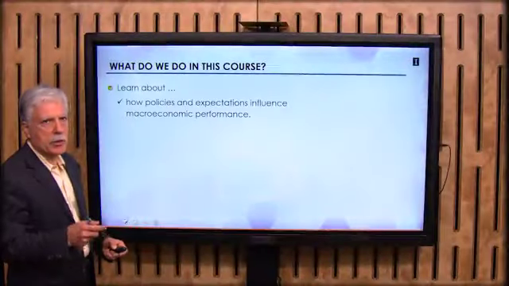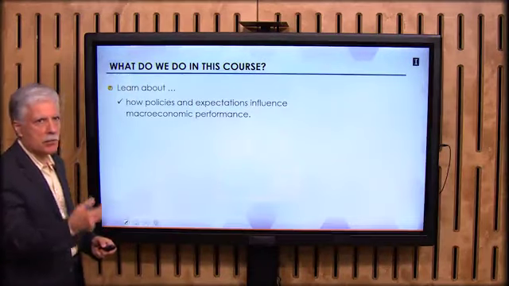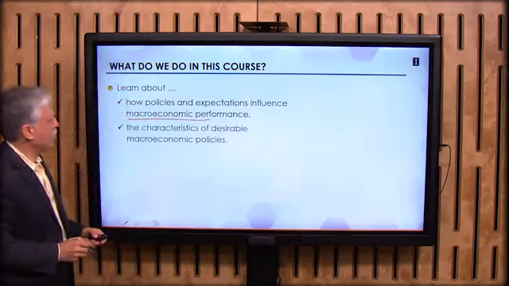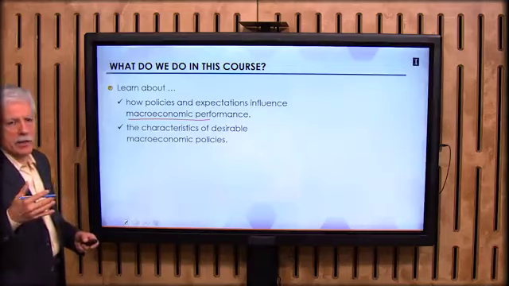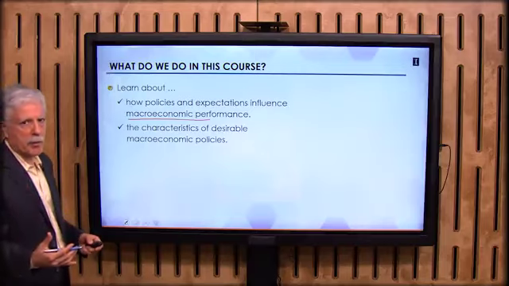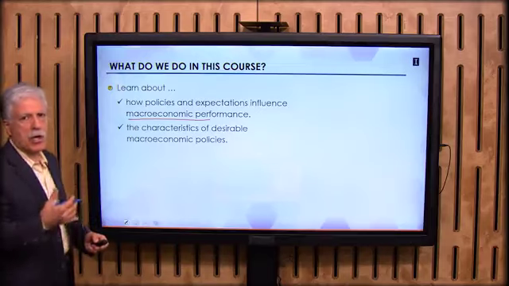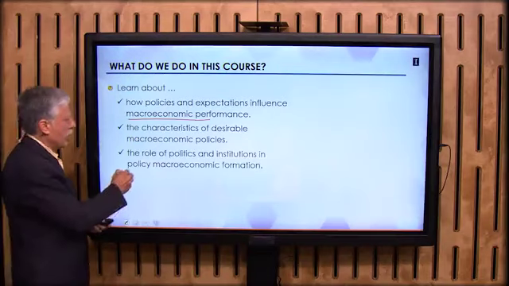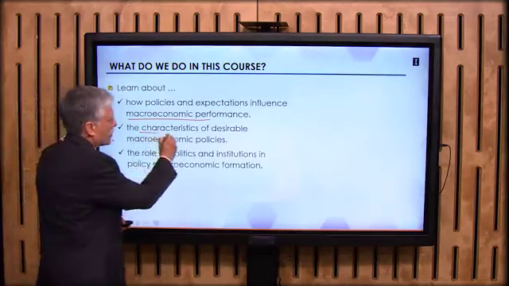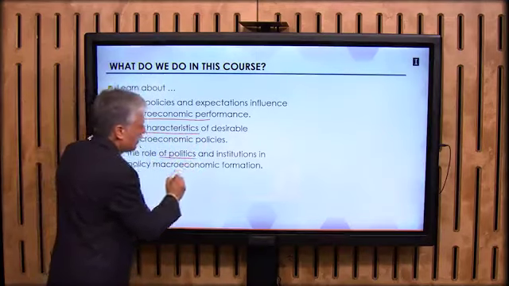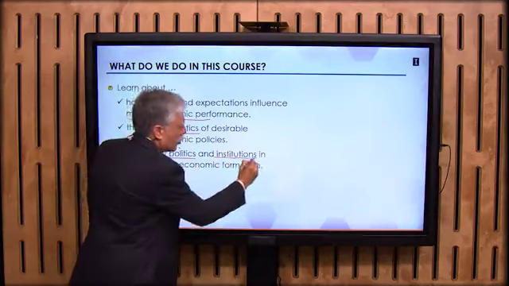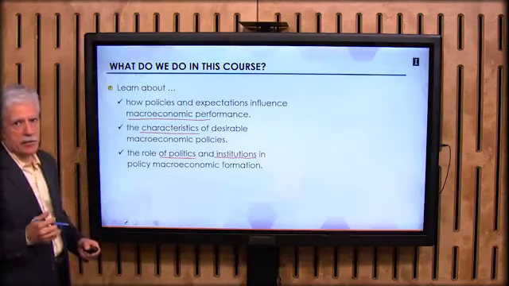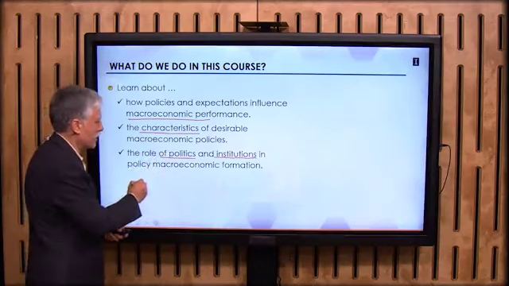The next step is to learn how expectations and policies influence macroeconomic performance in the short run and in the long run. We're going to then look at the characteristics of desirable macroeconomic policies, the kinds of policies that produce optimal economic growth, optimal economic performance. And finally, we're going to look at the conditions that shape those characteristics, meaning politics and institutions, the norms and rules of the society that shape interaction among people and shape the incentives of policymakers to design good policies.